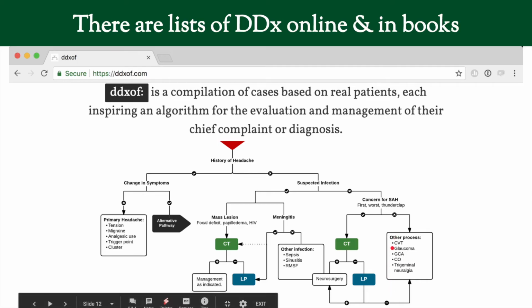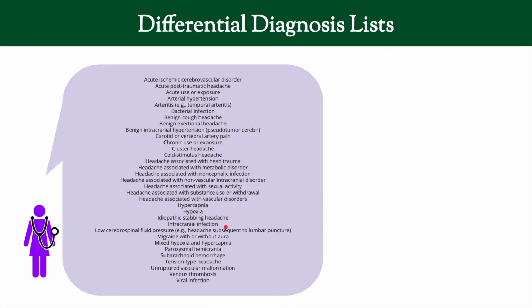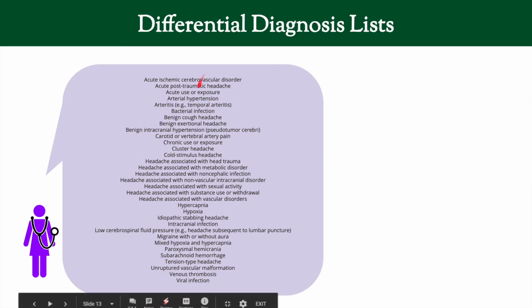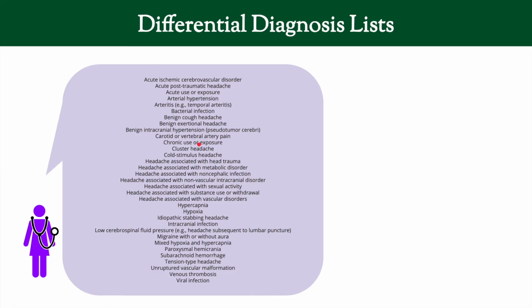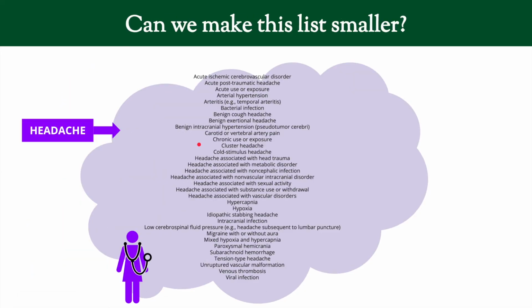You can see here central venous thrombosis, glaucoma, giant cell arteritis, carbon monoxide, trigeminal neuralgia, and there's a whole bunch of things in here. You can also pull lists out of books, and so this is a list for a differential diagnosis for headache, and you can see it is quite large. So can we make this list any smaller? Because this would be very challenging to work with.